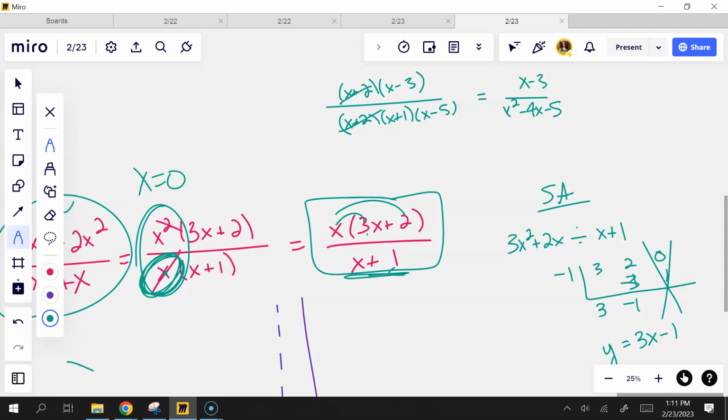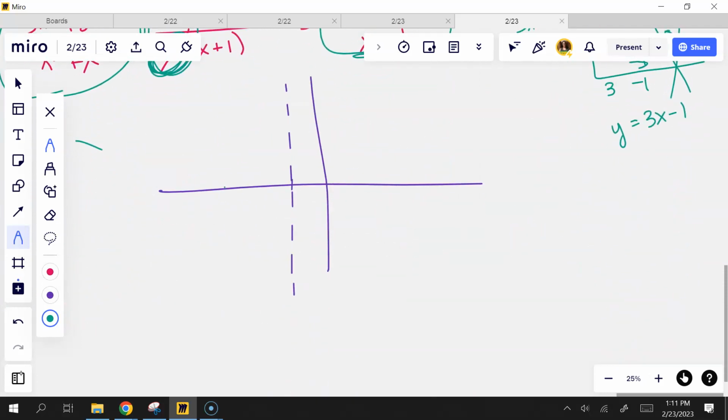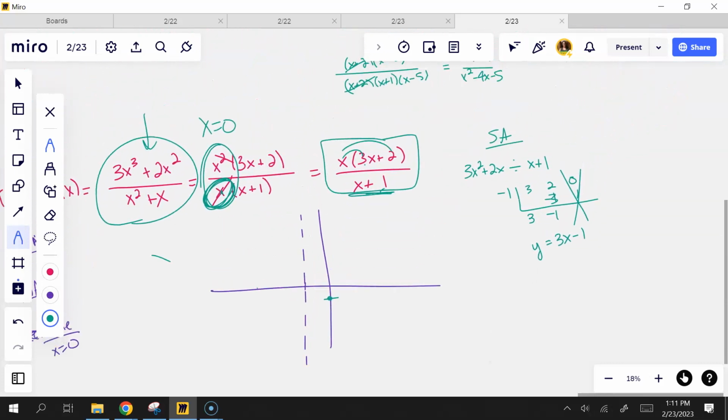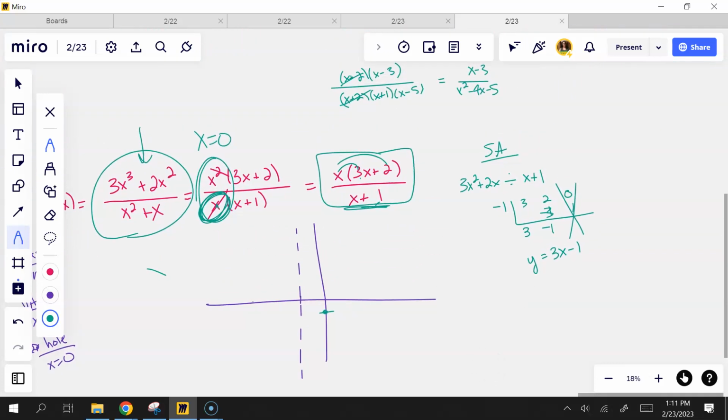So graph it, but graph it dashed because it's an asymptote. Don't look so taken aback. It's just a line, right? It has a y-intercept of -1, and it has a slope of 3. Up 1, 2, 3, over 1. That's my vertical asymptote I found.